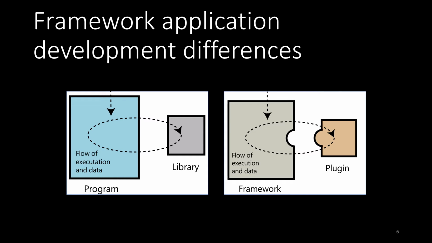However, when you develop with the framework, the situation is different. The framework controls the flow of execution and data, since that process is general across applications in that domain, and instead you write a plugin that performs the unique parts of that framework application. And then the framework, when it determines it's the correct time to call your plugin, will call your code in your plugin, perform that execution, and then return the execution back to the framework.